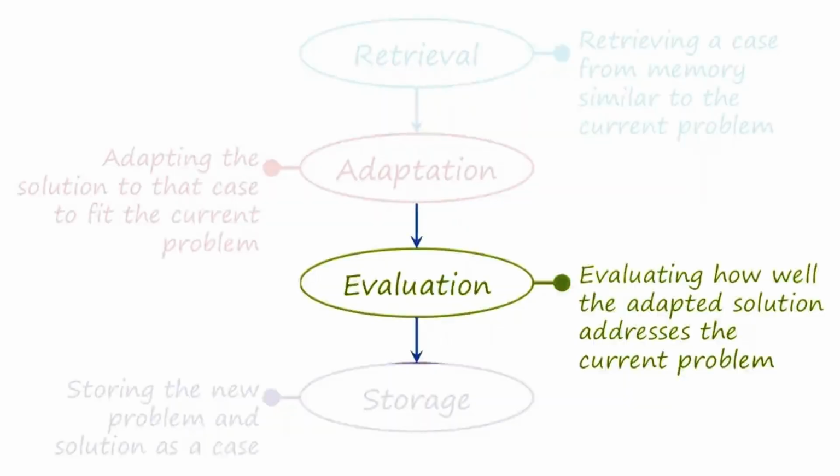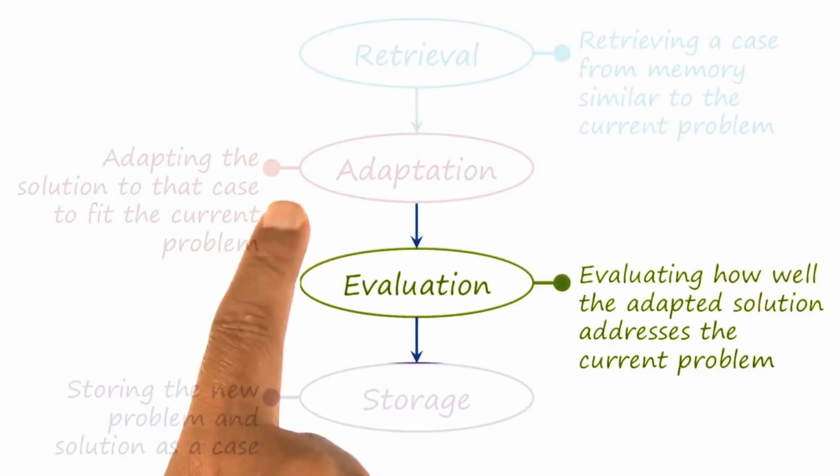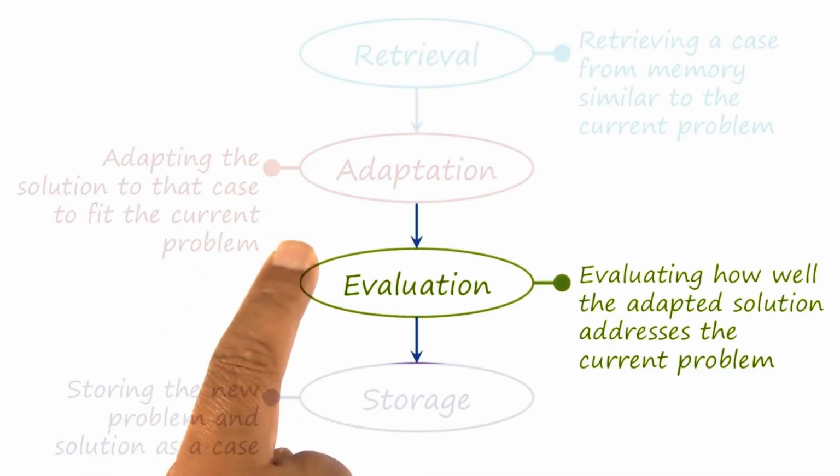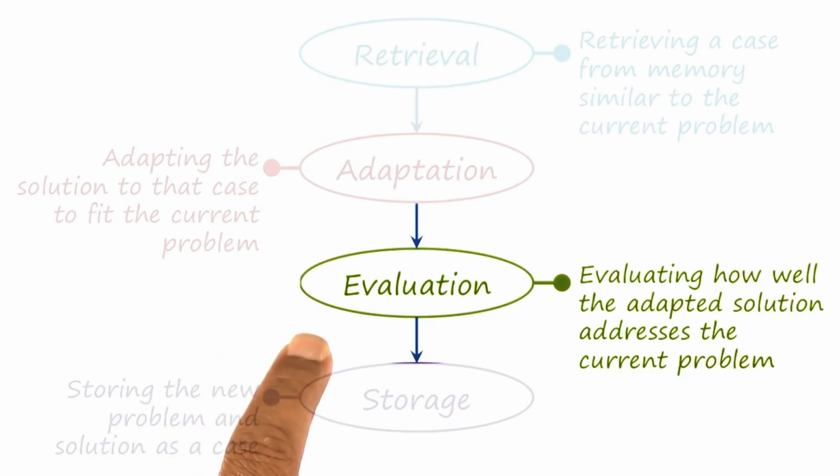So let us return to our overall process for case-based reasoning. We have looked at adaptation a little bit. Let's now look at evaluation. The adaptation step has now given us a candidate solution. The evaluation step is concerned with how to assess the suitability of that candidate solution to the problem at hand.